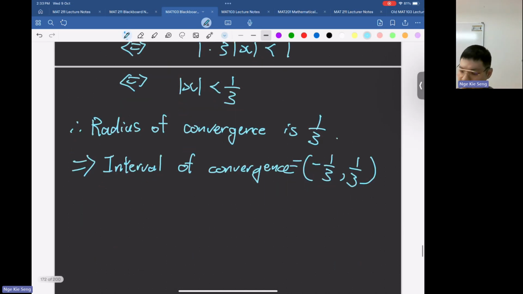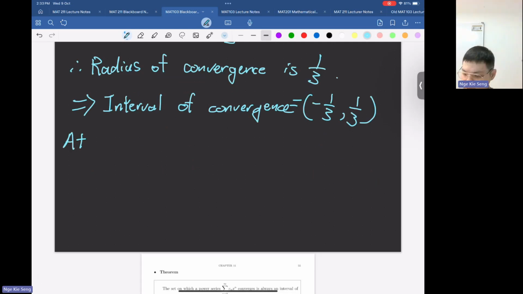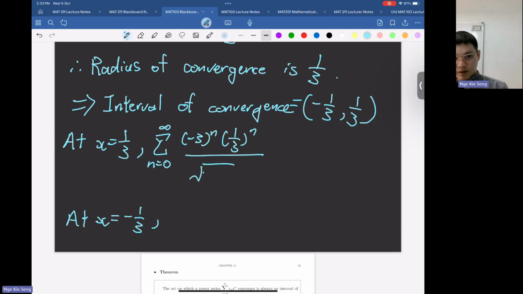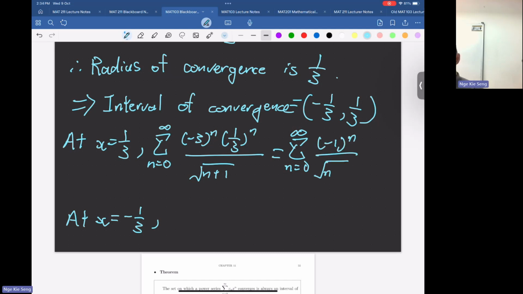Okay, so we need to check separately. So we need to check at both points here. So at x equals 1/3, what happens? And we also have to check what happens at x equals minus 1/3. So checking at x equals 1/3, meaning we just sub x as 1/3. 3^n over square root of n+1. Okay, so what's this calculation here? So this is the sum from 0 to infinity of (-1)^n over the square root of n+1.